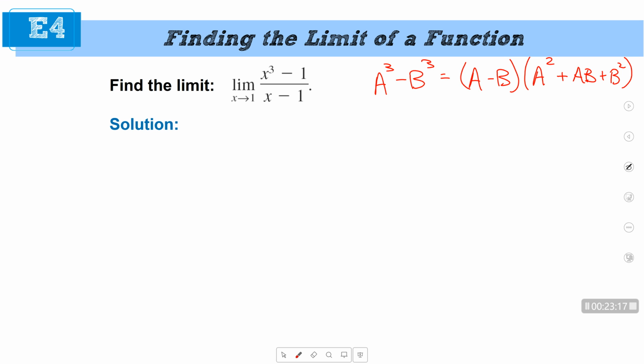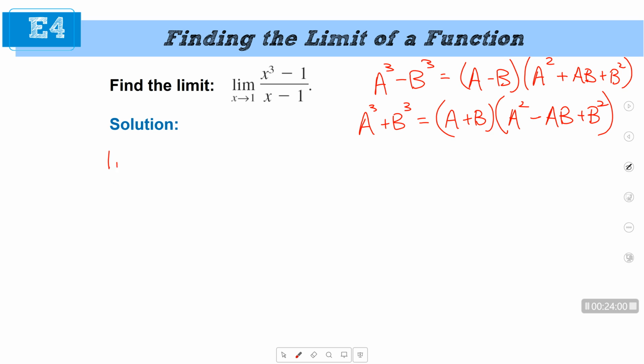Now remember, with perfect squares, there's only the difference of perfect squares. There's no sum of perfect squares. Cubes are a little bit different. There is one for the sum of cubes. In the numerator, what's A? X. What's B? 1. Good. That's the hard part. Now we just go crazy.